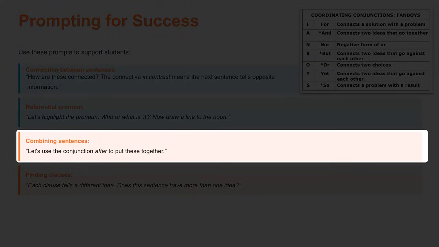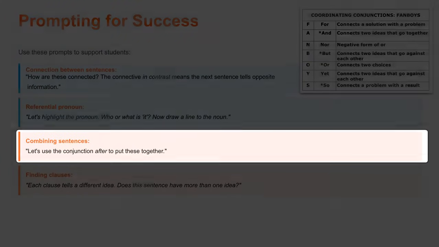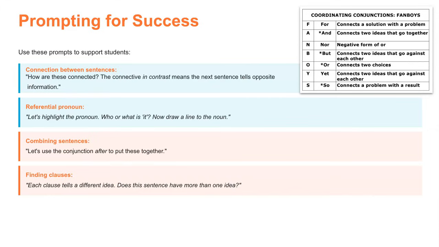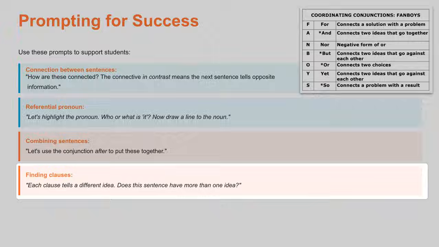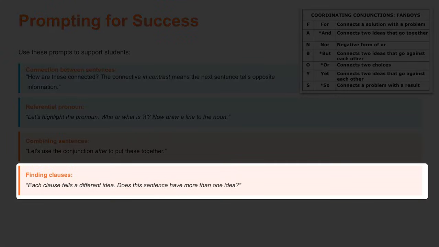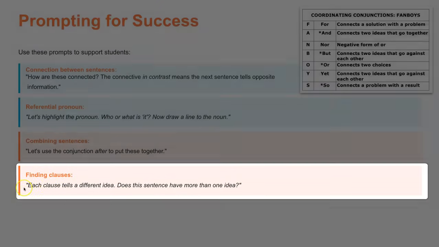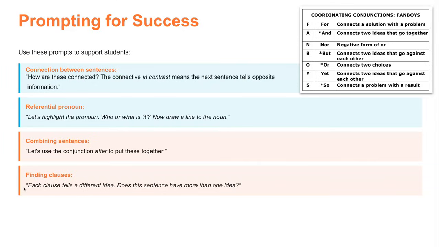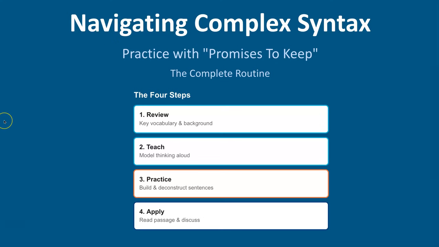If they can't combine a sentence, say something like, let's use the conjunction after to put these sentences together. Give them the connecting word they need. If they can't find clauses to take apart, say something like, each clause will tell a different idea. Does the sentence have more than one idea? Help them recognize there are multiple ideas packed in. Let's see the entire process in action.